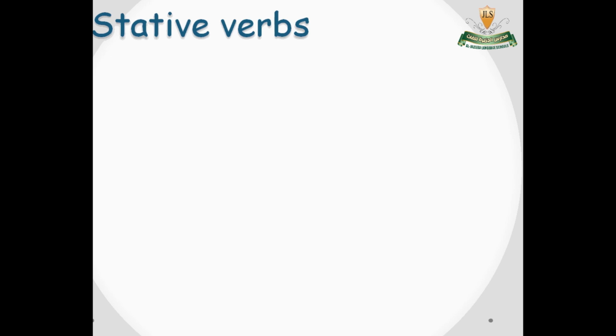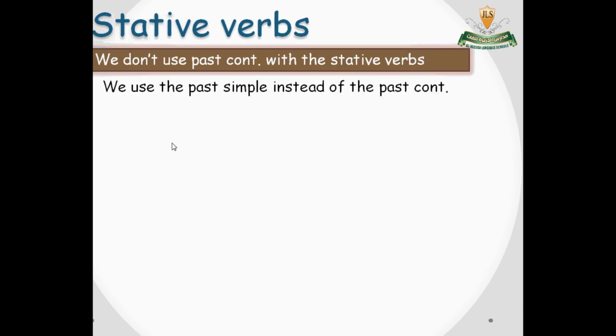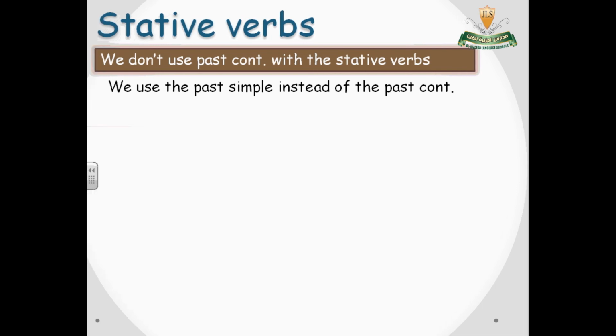Stative verbs are the verbs which I can't use with the past continuous tense. But I can use them if I don't mean the same meaning, but another meaning. Let us see now. We use the past simple instead of the past continuous tense here. We don't use the stative verbs in the past continuous tense.